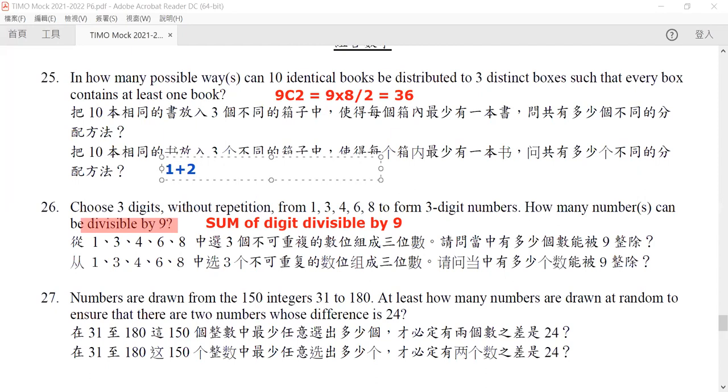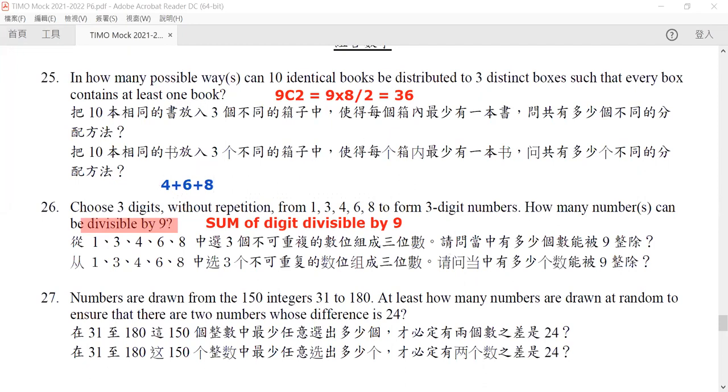It would be 1 plus 3 plus 8. No, this is not divisible by 9. And 1 plus 3 plus 4, no. 1 plus 3 plus 6, no. 3 plus 4 plus 6, no. The only one that works is 1 plus 6 plus 8. I think it's only 1 plus 6 plus 8 and no others, right? Because you cannot sum them up into 9.